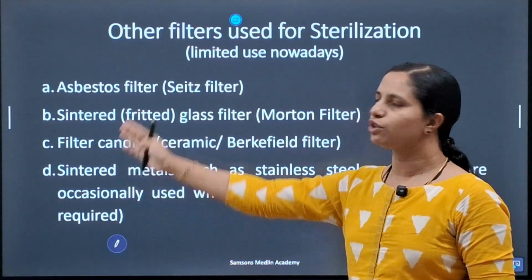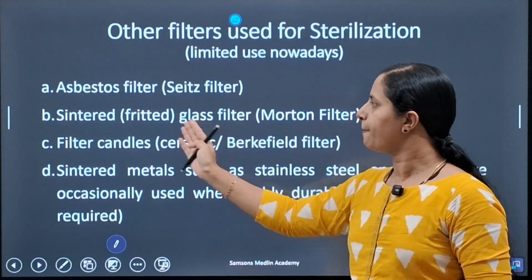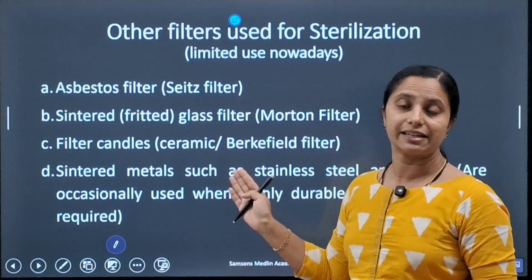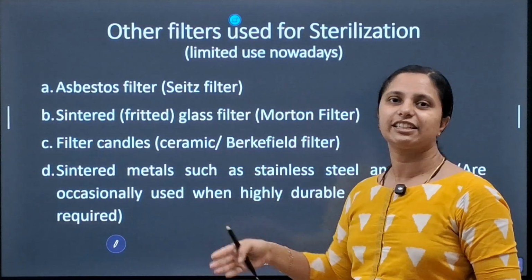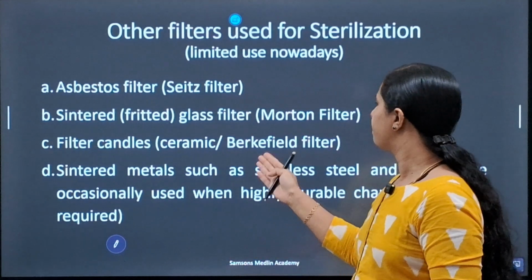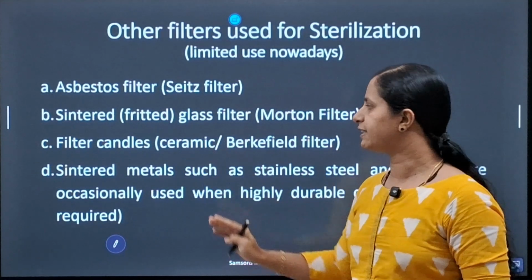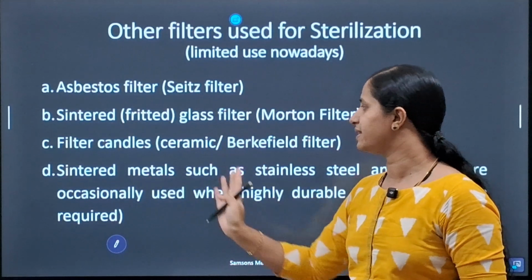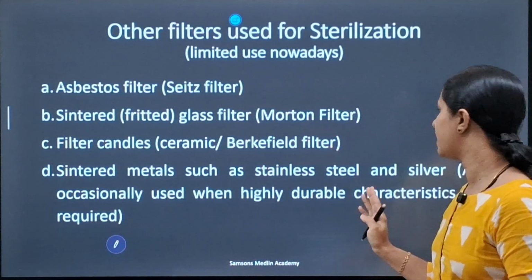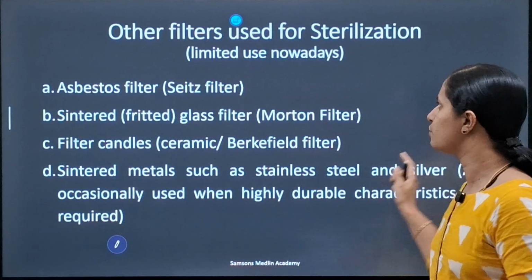Okay, first is asbestos filter, also known as Seitz filter. Second is sintered or fritted glass filter. It is also known as Morton filter. Third is filter candle. It is called a Berkefeld filter or ceramic filter. And along with them, other sintered metals such as stainless steel and silver can also be used as filters.